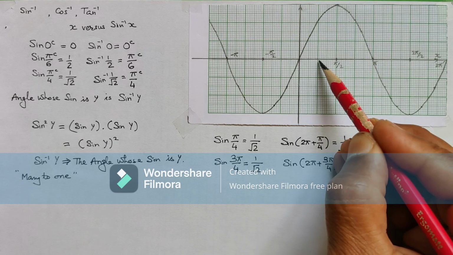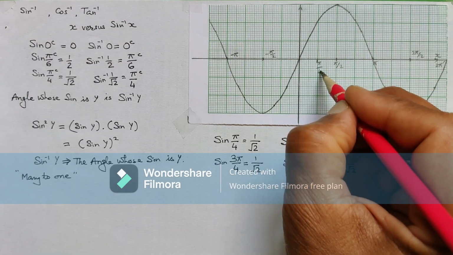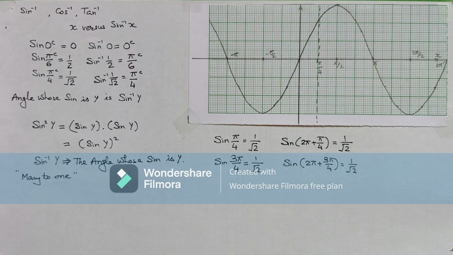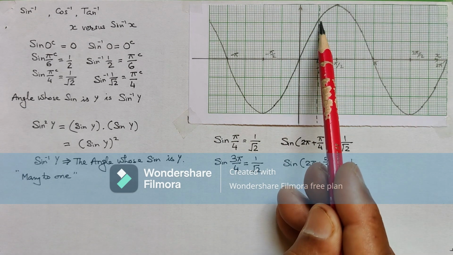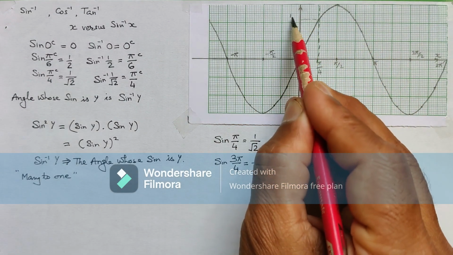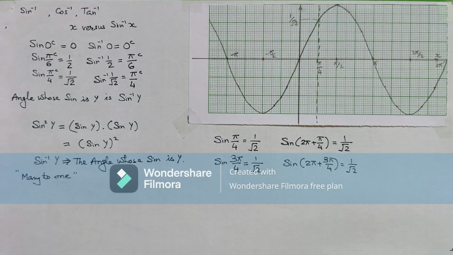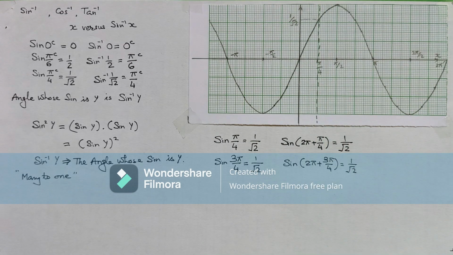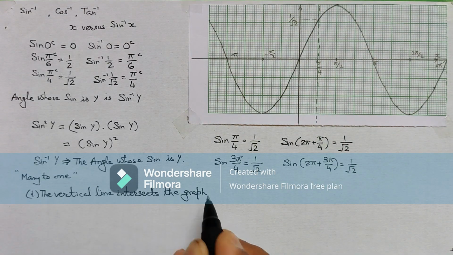Select a value of x, say pi by 4. Draw a vertical line from this point. The line has to extend indefinitely to positive and negative directions of y. Find the intersection with the graph. Draw a horizontal line from this intersection till you reach y-axis and you get 1 by root 2. As you can see, this vertical line intersects the graph at exactly one point.